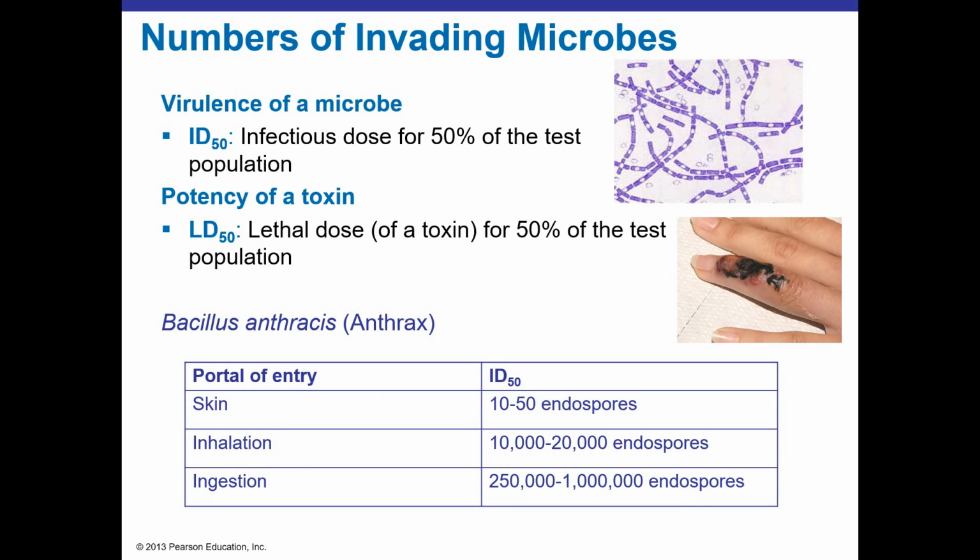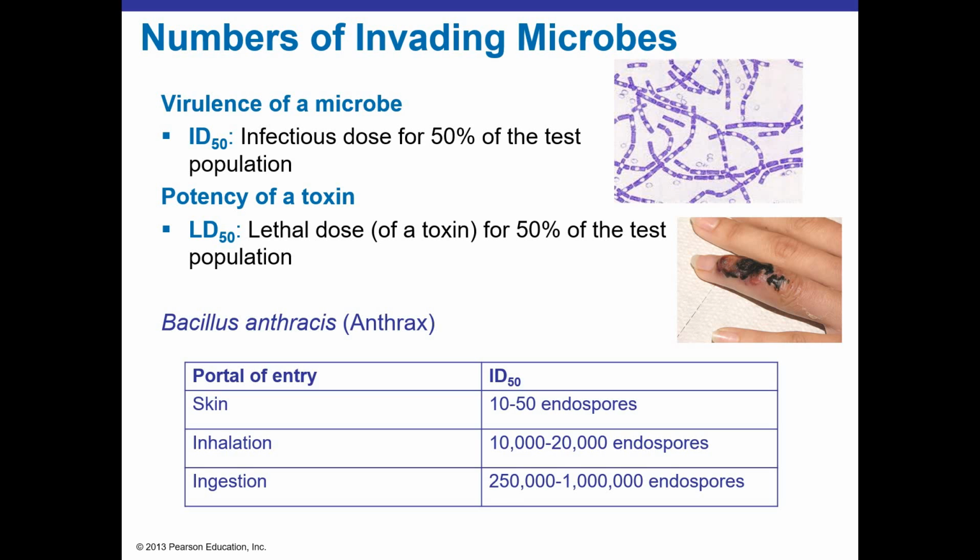Besides the portal of entry, there's also a number of invading microbes that is needed in order to be able to cause infection. So we can measure this by what is referred to as an ID50. This can help us see the virulence of a microbe. The ID50 is the infectious dose for 50% of the test population to be infected. For toxins, we usually measure the lethal dose. Again, 50% of the test population would be killed by a particular toxin to measure its LD50.